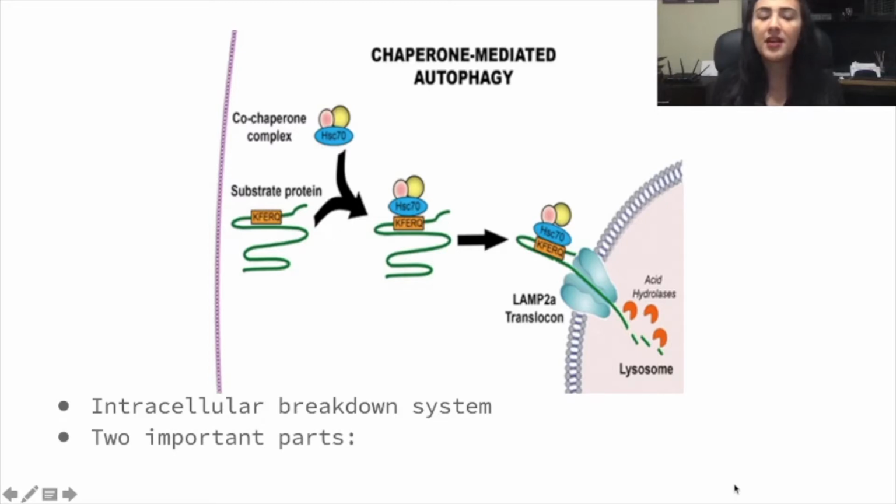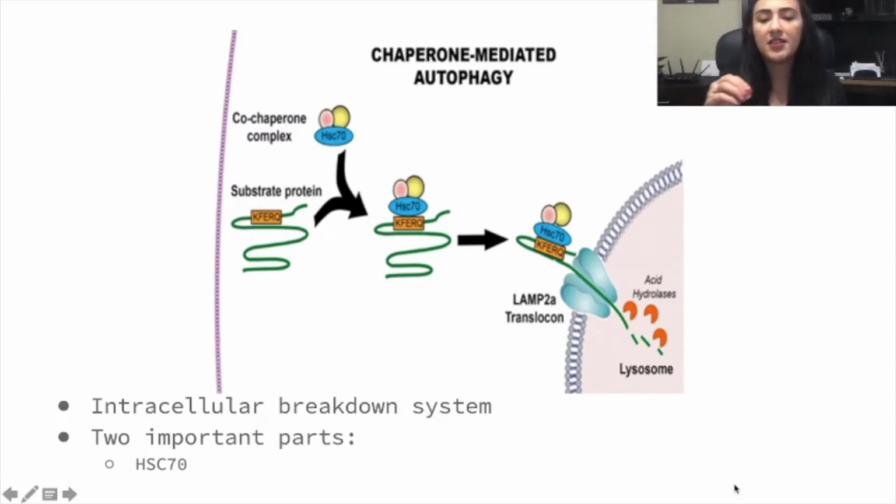There are two main parts to CMA. One is Hsc70, which is our chaperone molecule, which acts just like a chaperone. It binds to the unhealthy protein and kind of just walks it down. This unhealthy protein has to have a very specific amino acid sequence, which must be KFERQ. So within the protein, it must have that sequence.